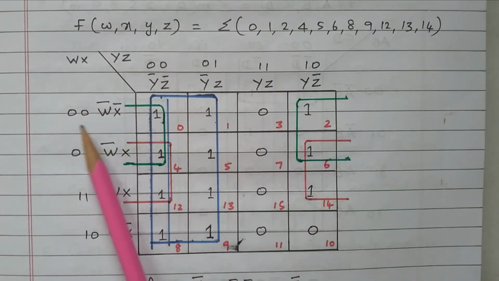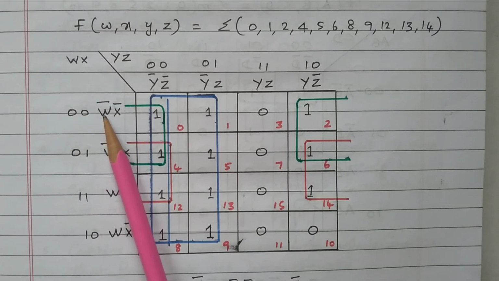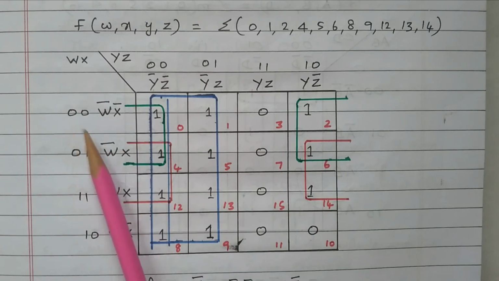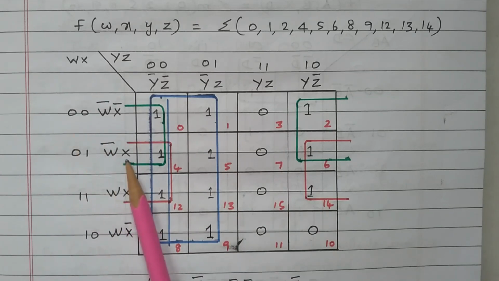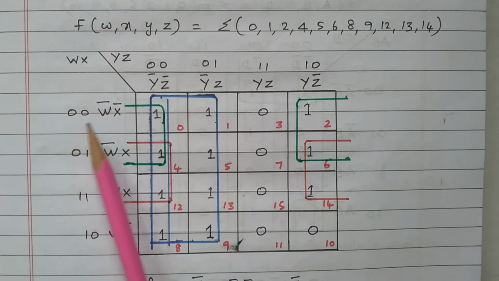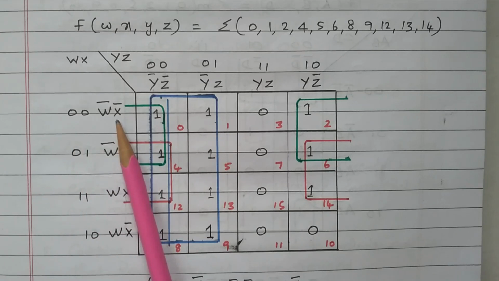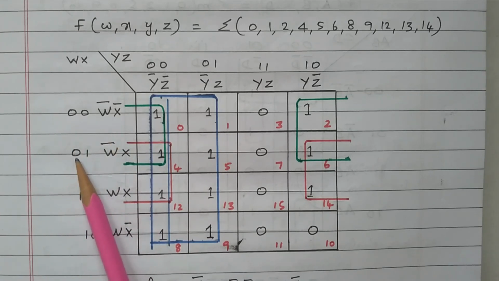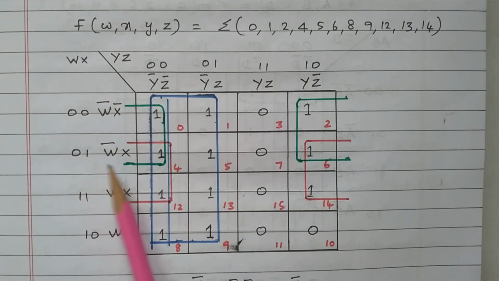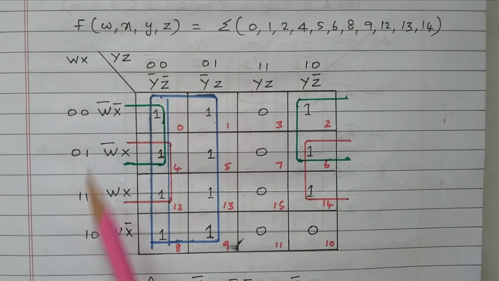Right. Now 0 0 means W bar X bar. 1 means we write it as it is, X; 0 means we have to write the complement. So 0 0 is W bar X bar. 0 1: 0 is W bar, 1 is written as it is, X, right? Then 1 1 means we write as it is, W and X. Directly what is available here is written. 1 0 means W, and 0 is X bar, right?